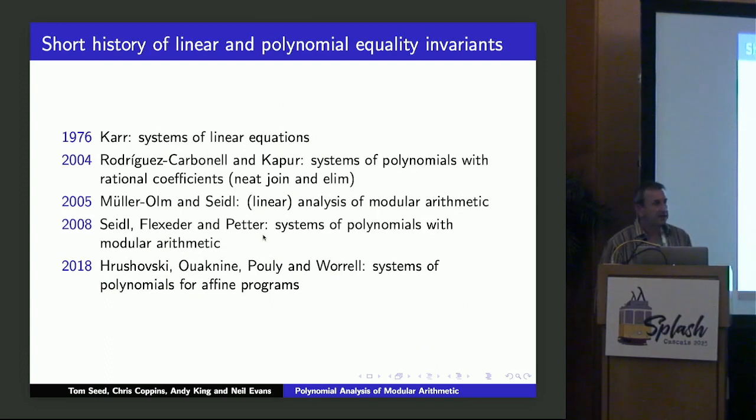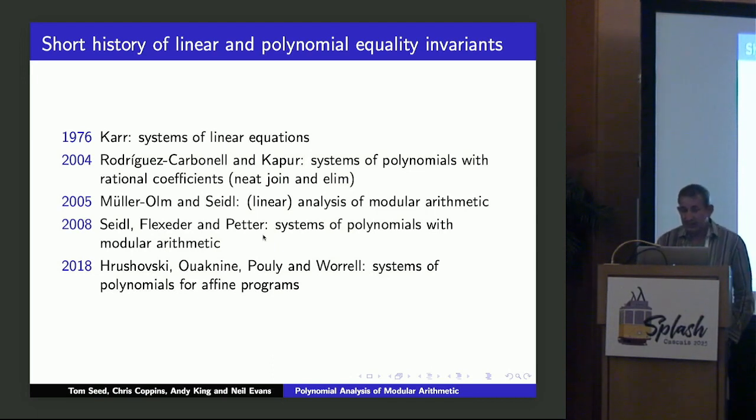So here I've got a sort of potted history, a timeline of work that's fed into our work. There was the Markus Müller-Olm paper from 2005, an ESOP paper and then a TOPLAS paper. There was also a paper by Deepak Kapur, another influential paper that we're going to build on. In that setting, the invariants were systems of polynomials where the coefficients were rationals, and Gröbner basis techniques were used there to formulate, in particular, a join operation and a variable elimination operation. We're going to take those operations off the shelf and use them in this setting without any more comment.